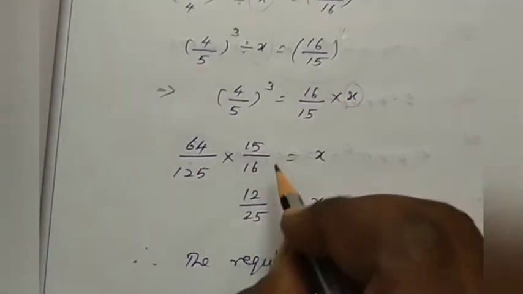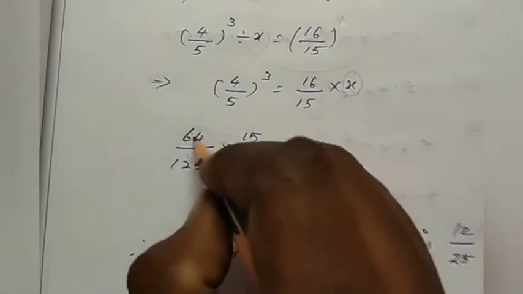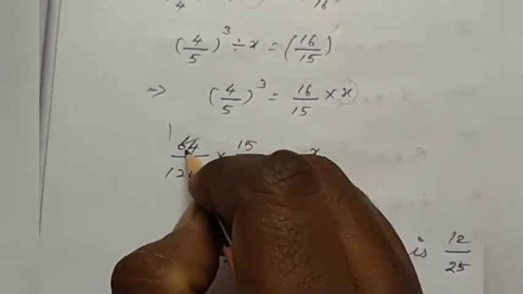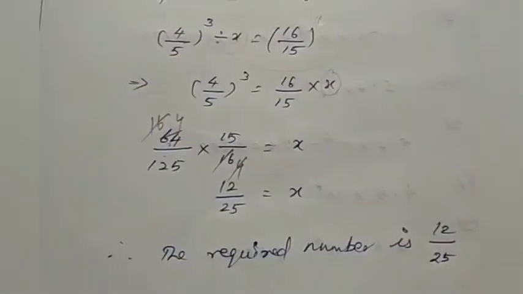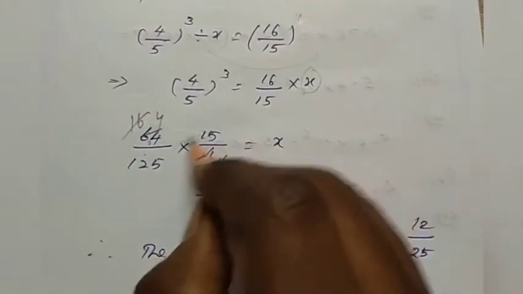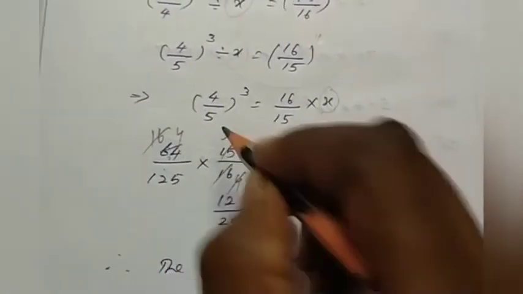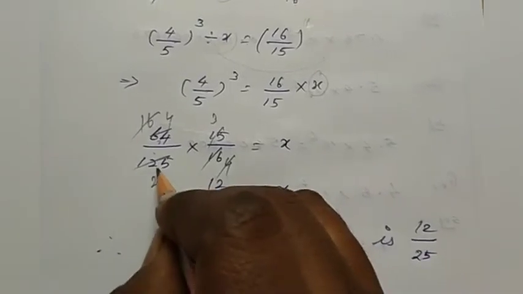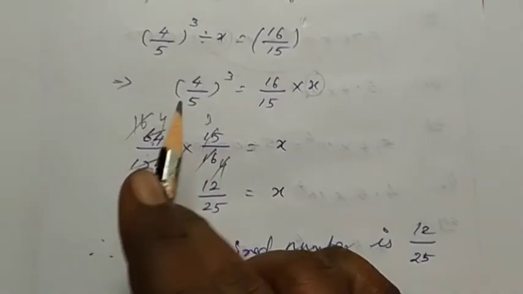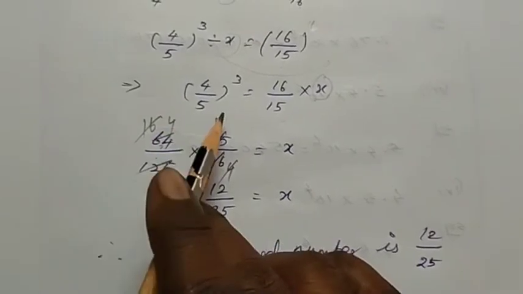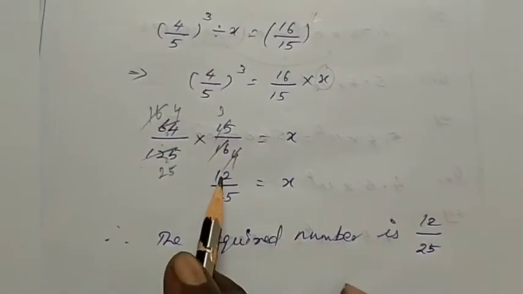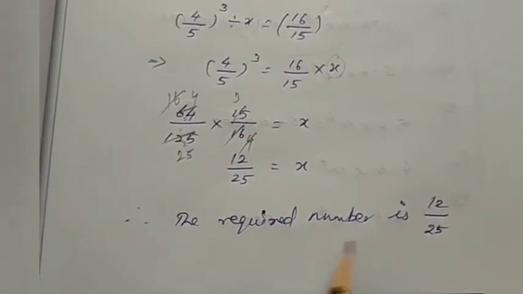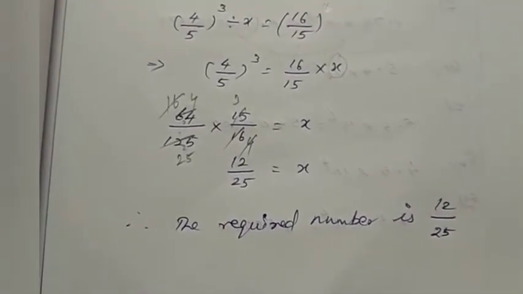Now we have to simplify. 4 fours are 16. 4 sixteens are 64. Now 15 and 125, divide by 5: 3 fives are 15, 25 fives are 125. So the numerator is 4 into 3, 4 threes are 12. The denominator is 25. So the value of x is equal to 12 divided by 25. So therefore the required number is 12 divided by 25.